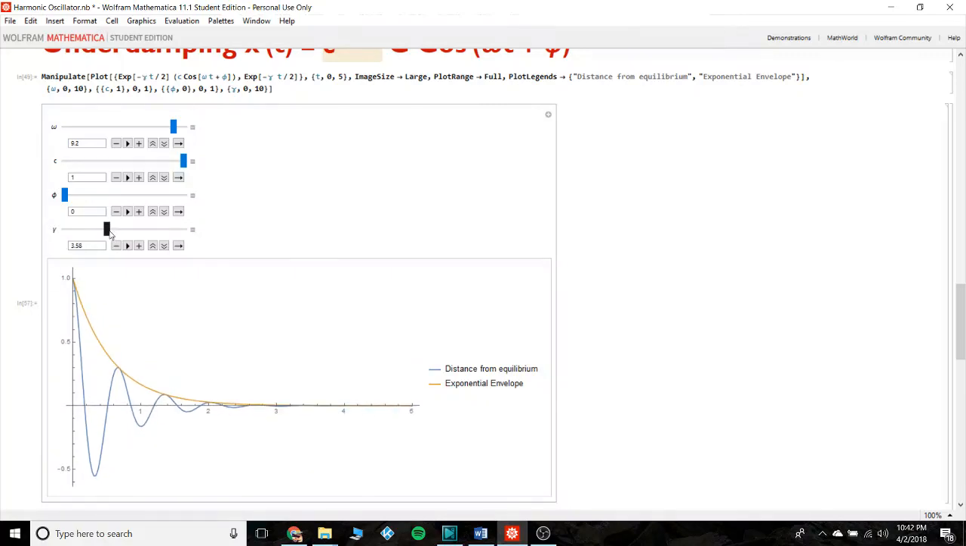So that is a little insight into how those functions behave when we vary those parameters. If you want to mess with this file and you have Mathematica, I will be happy to send this to you. Just shoot me a message.